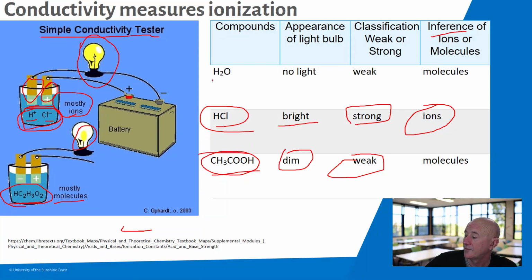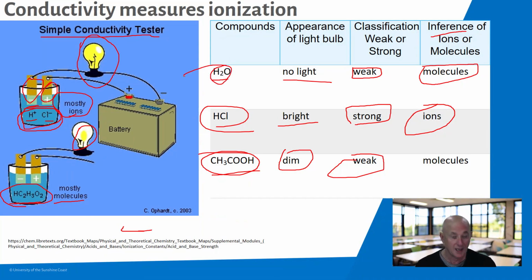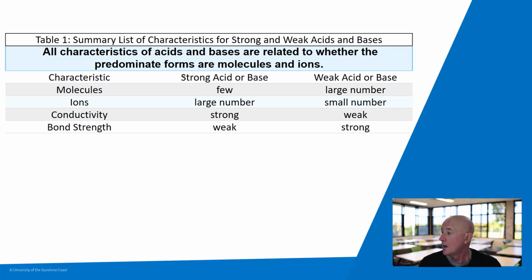Up here we've got water, and very pure water is a very poor conductor of electricity, believe it or not, and you won't see any light at all. Therefore you would classify water as a very weak acid, if you want to look at it that way, and your inference is that most water in fact exists as H2O, which is indeed the case. Okay, so let's have a look at this table here as a little bit of a summary then.